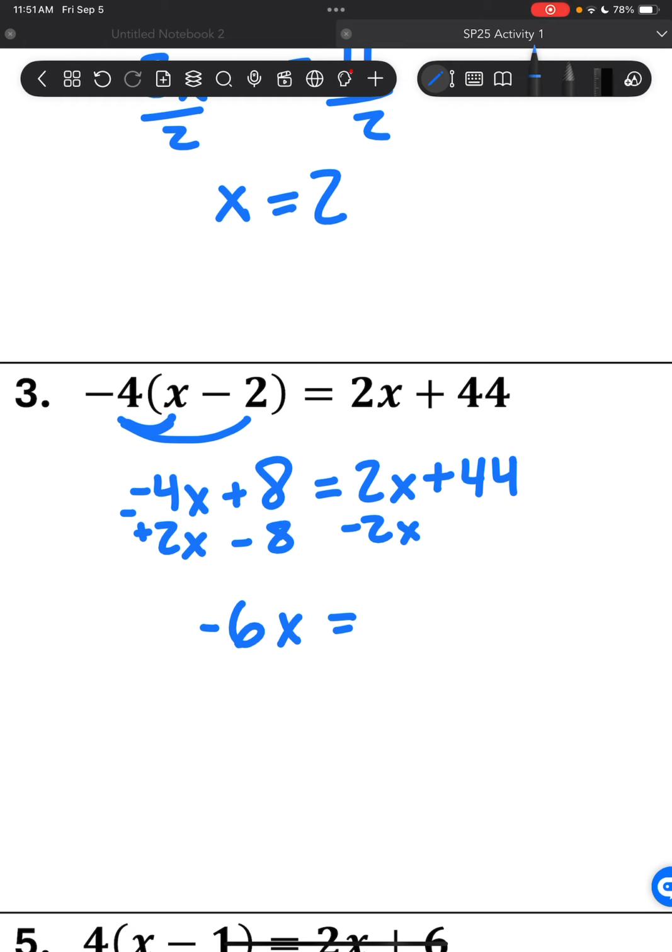Alright, let's get rid of this 8. That's leaving us 36. Divide by negative 6 on both sides, then we are going to get a negative 6.